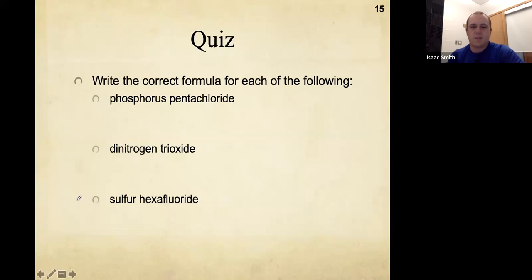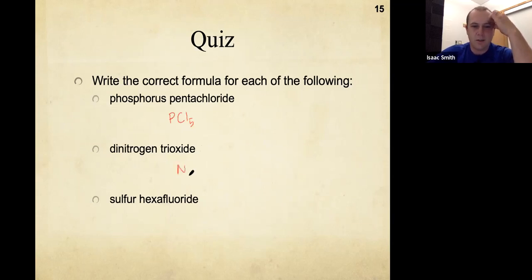All right, let's go and practice this real quick. Write the correct formula for each of the following. Phosphorus, the element symbol is P. And we only have one phosphorus because there's no prefix on it. So I'm not going to put a number, right? You don't put a number if there's only one. Pentachloride. Okay, so that's a chloride, and there's 5 chlorides because you have a penta. So that would be your covalent compound formula right there.